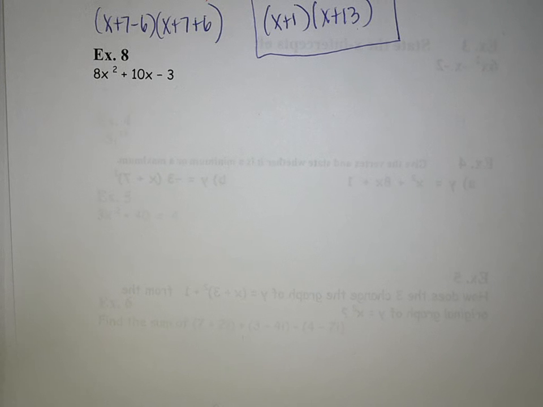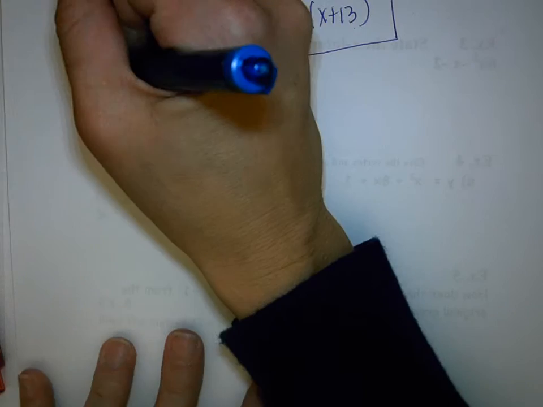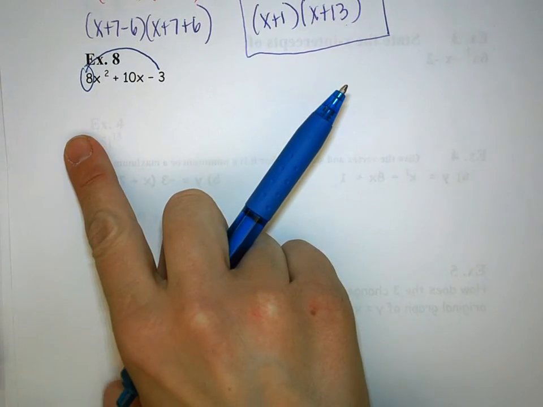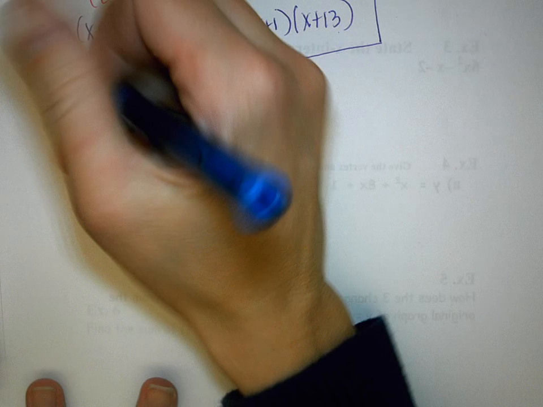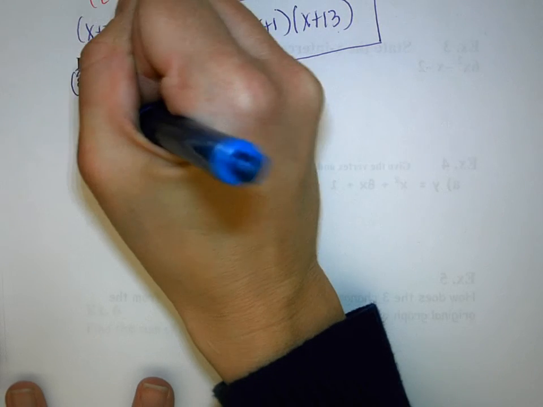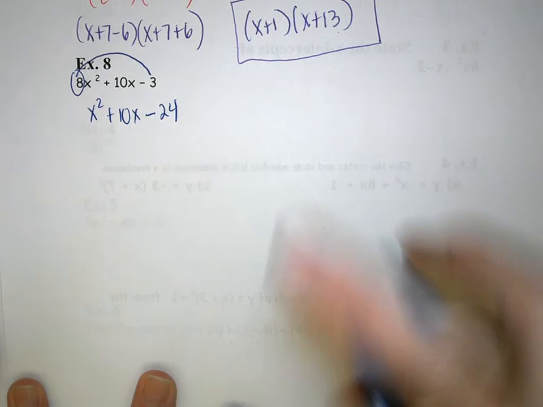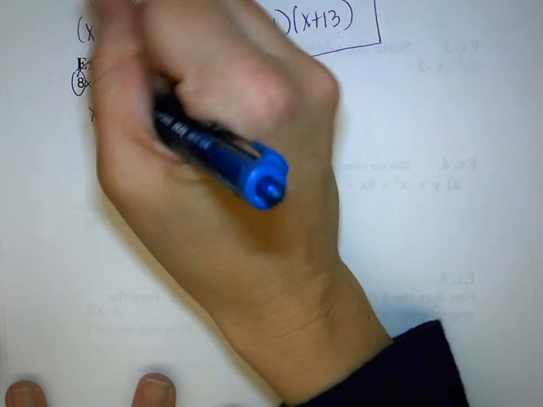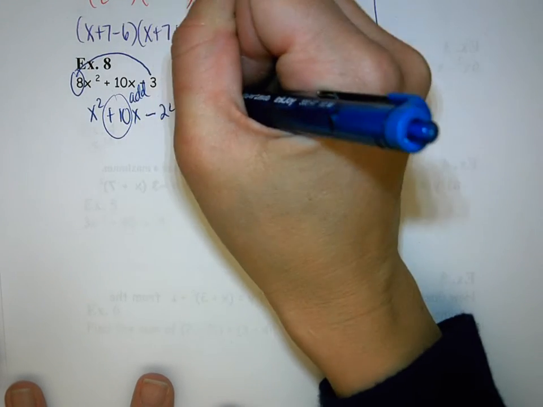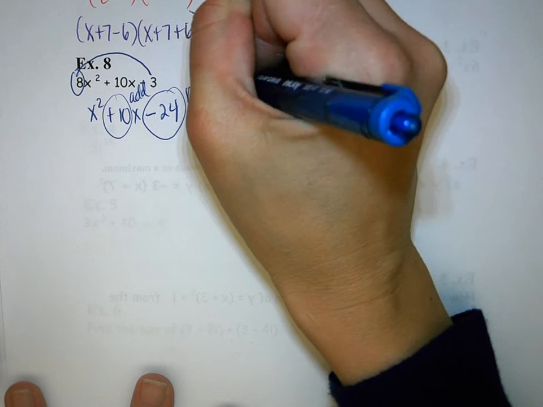All right, so if you didn't get a chance to write it down, the correct answer was 2x plus 3 and 4x minus 1. Okay, so I'm going to go ahead and go through this. So we start by taking the 8 and we go over. Always check for a GCF first, but there wasn't a GCF, okay? So now I have x squared plus 10x minus 24. So we are looking for the numbers that add to be 10 and multiply to be negative 24.